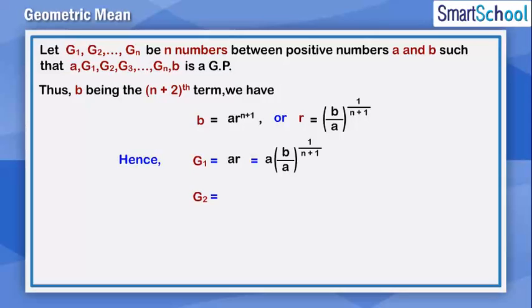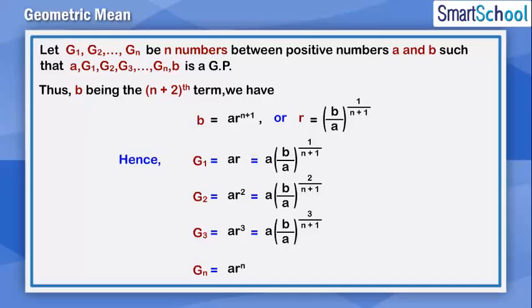G2 is equal to ar raised to the power 2 is equal to a into b by a raised to the power 2 upon n plus 1. G3 is equal to ar raised to the power 3 is equal to a into b by a raised to the power 3 upon n plus 1. Gn is equal to ar raised to the power n is equal to a into b by a raised to the power n by n plus 1.